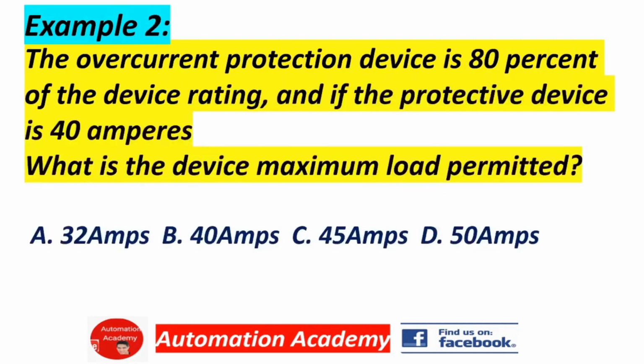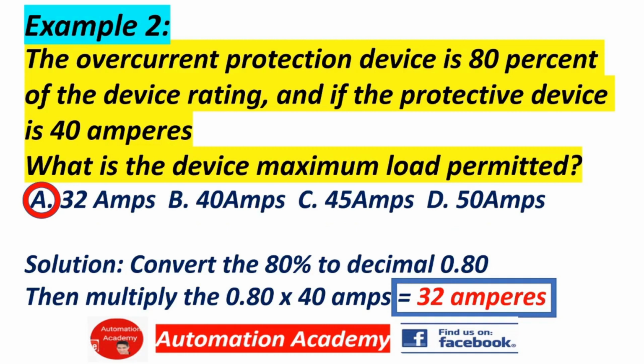Example number 2. The overcurrent protection device is 80% of the device rating. And if the protective device is 40, what is the device maximum load permitted? Answer A, 32 amps. Solution, convert the 80% to decimal, 0.80, then multiply the 0.80 by 40 amps. The answer is 32 amps.